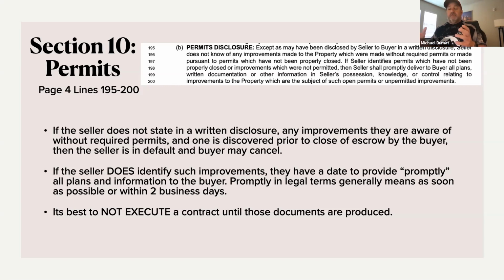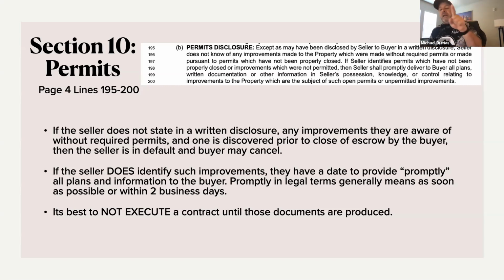All of a sudden, it pops up that there is an open violation for a building code on this property because it wasn't permitted properly. We're 2 days before closing. At that point in time, the seller is in default. And the buyer can say, you had an opportunity based on section B here on page 4, line 195 to tell me about this and you didn't. You're in default. I can walk away from this contract if I want to. You most likely negotiate that, but again, it's here in writing.